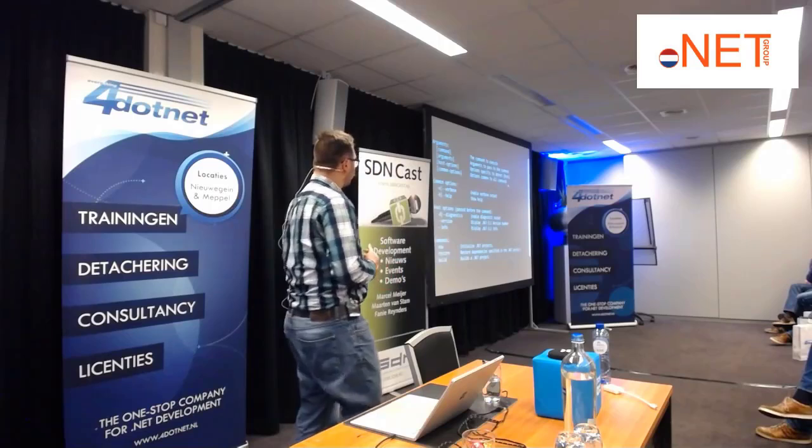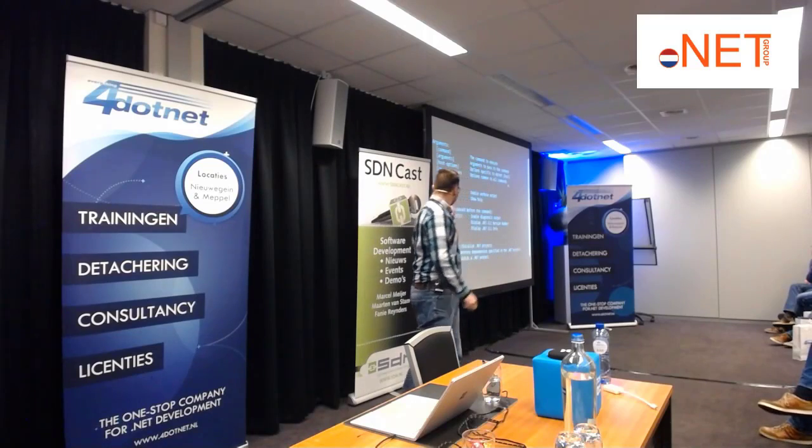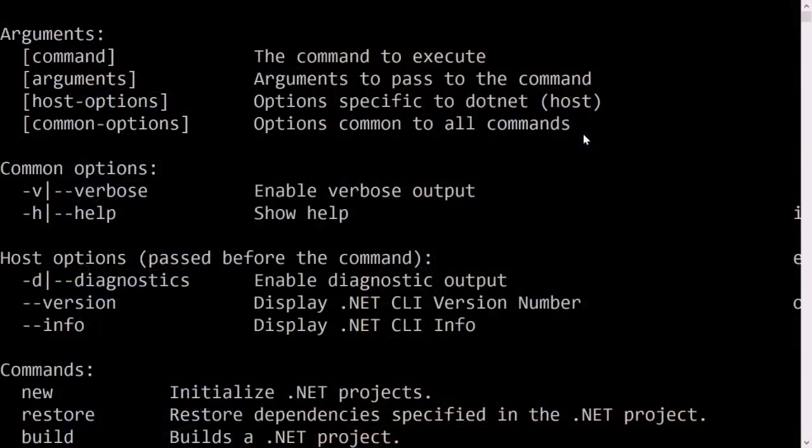So we have commands, arguments, host options, and common options. That's the options section. The common options are like the normal verbose or help. Verbose is where you want to have more details on the screen when you execute these things. And the host options have diagnostic options and version options that we've seen earlier.